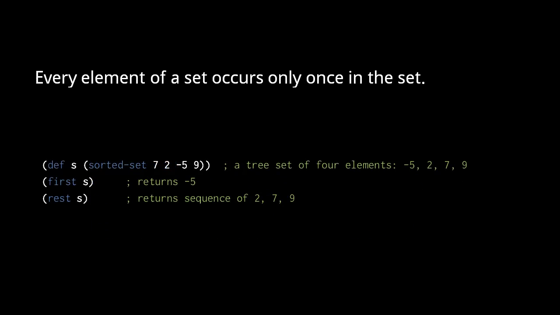To create a tree set, we use the function sorted-set. First we def to s a tree set with the values negative 5, 2, 7, and 9 in that order, and if we call first on this set, we get the value negative 5, and then rest returns the sequence 2, 7, and 9. The sorting is done by the compare function, so all of the elements must be numbers. If you want to specify a different sorting function, use sorted-set-by. Here we use greater than as the compare function. You may recall from earlier that the greater than function sorts numbers from greatest to least because it returns true when its first argument is greater than its second.